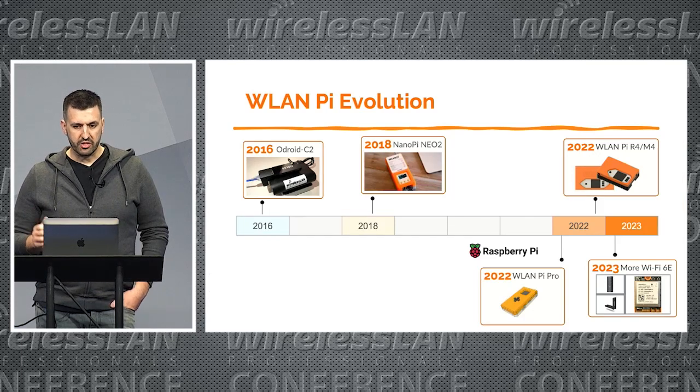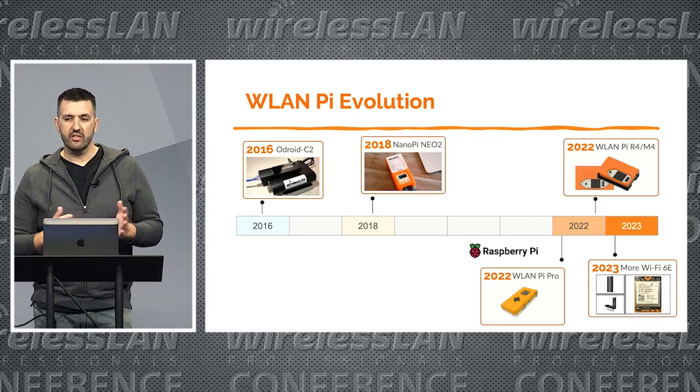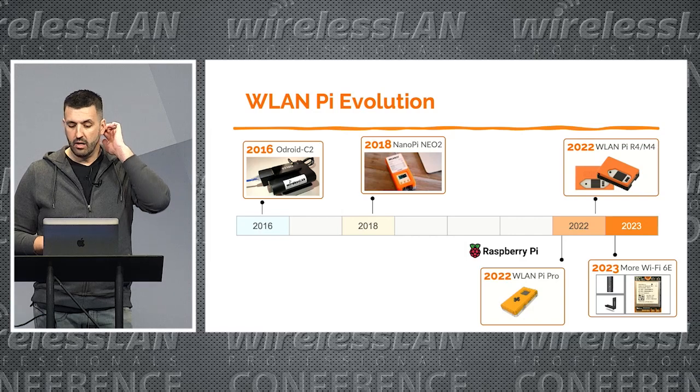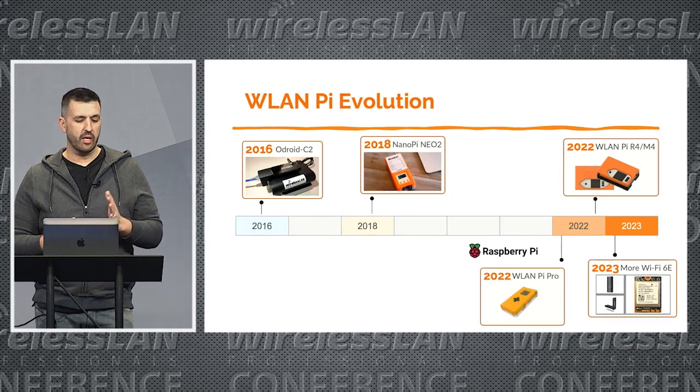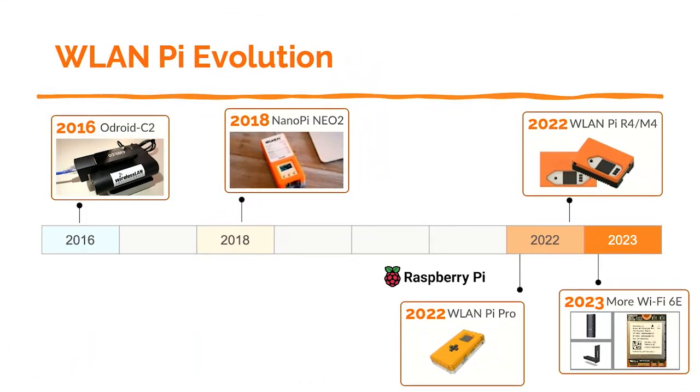So that evolution I was talking about, 2016 to today, we went through a few different hardware revisions. You can see we parked on that NanoPi Neo 2 platform for many years. It was a great platform until they stopped producing it, and we had to quickly pivot to something else. How many of you in the room own one of the Neo 2 based WLAN Pis?